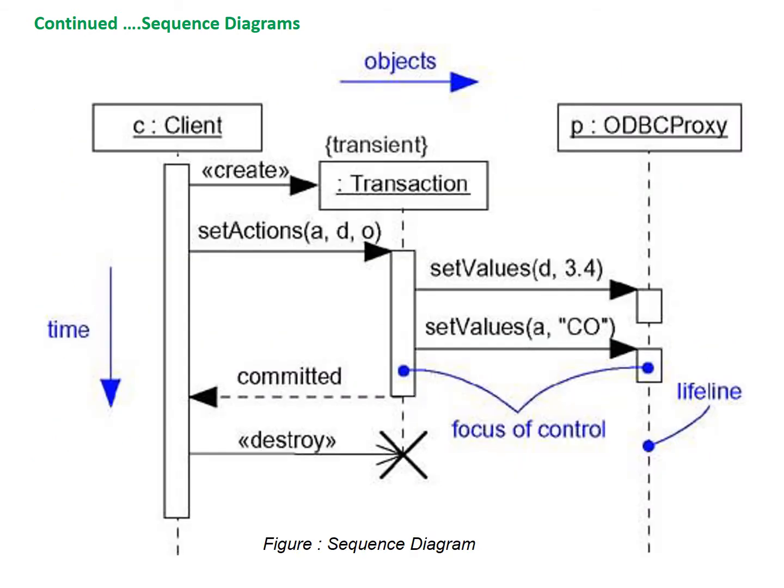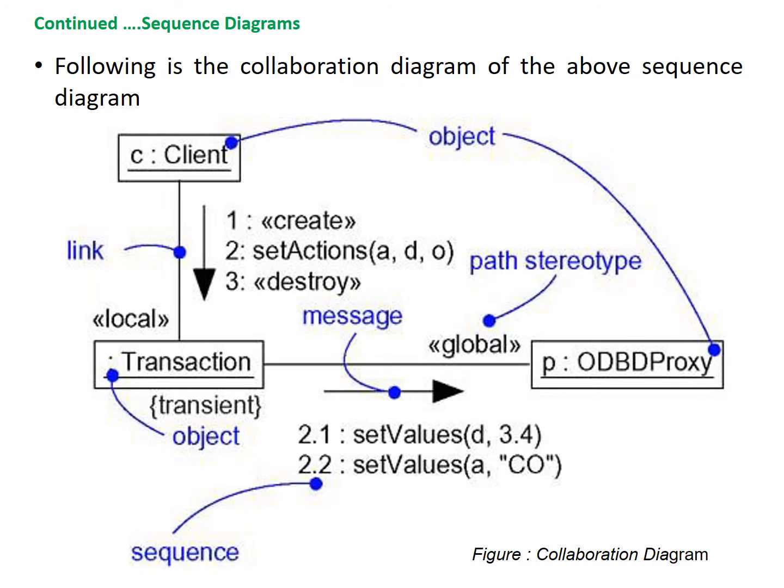Here in this figure, at the top there are the objects named C, which is of client type, whereas the object of transition is anonymous. Similarly, there is one more object called P, which is of type ODBC proxy. Following is the collaboration diagram of the above sequence diagram.